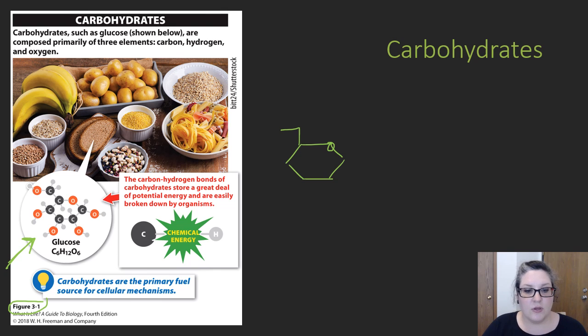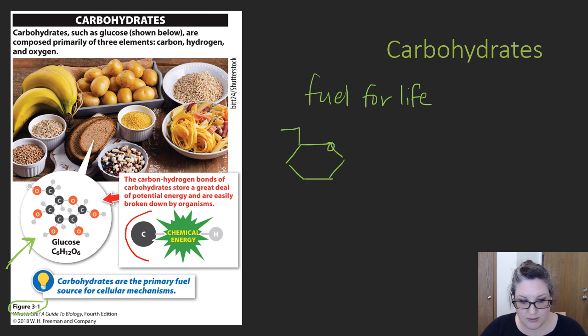So carbohydrates are our primary fuel for life. We break down glucose and other carbohydrates to get energy. They are our fuel. And one of the things that's great about them is that they contain a lot of these carbon-hydrogen bonds. These contain chemical energy. This chemical energy originally came from the sun, because plants process the sunlight energy to make that glucose. And we take that glucose and we break it apart and get that energy that originally came from the sun.